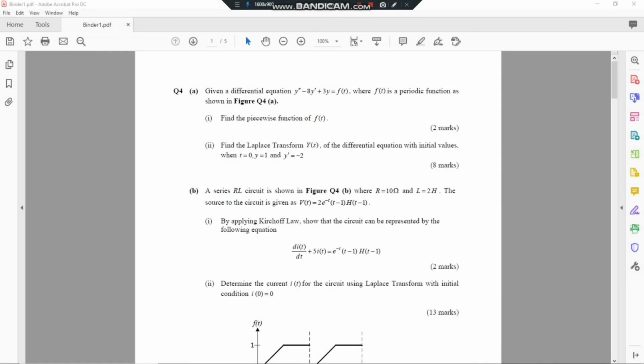Hello, my name is Fuadi Danial and I will show you the calculation for question 4. For question 4 we have 2 questions: question A and then question B.